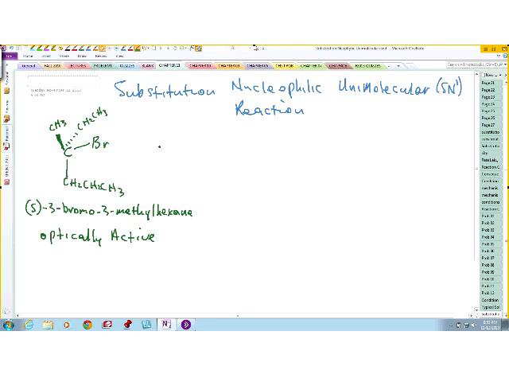Now, if I take a nucleophile, in this case I want to use an alcohol, or sometimes you could even use water. Let us take this alcohol here, methanol. Methanol is going to be the nucleophile. At the end of this reaction, this is what we get.